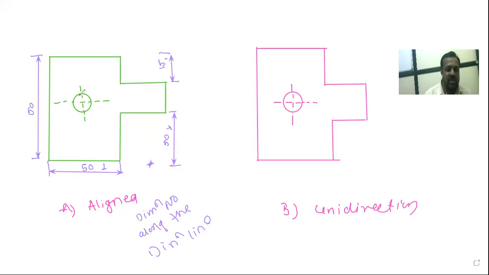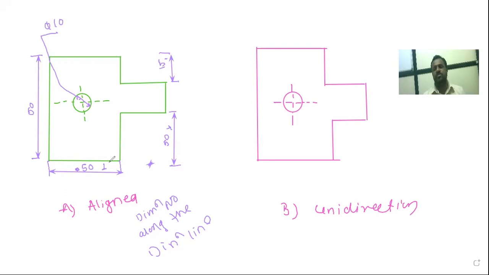Here we can show the diameter like this. Here we have to extend this, and here we can go like this. See, this is the aligned dimension system. In the aligned dimension system, we have to draw the continuous line. There is no breakage of the line, and above this dimension line we have to put the dimension number, and that dimension number should be along this line.